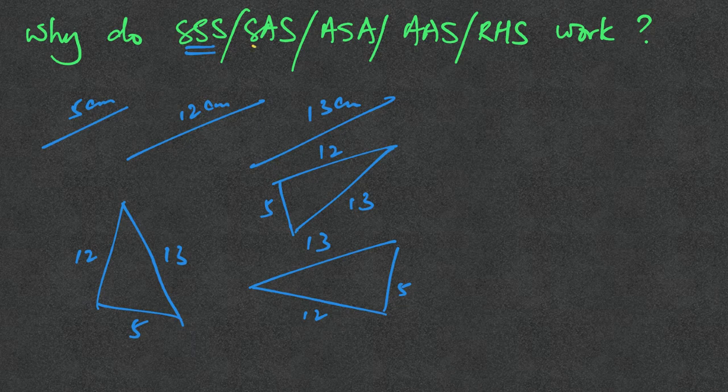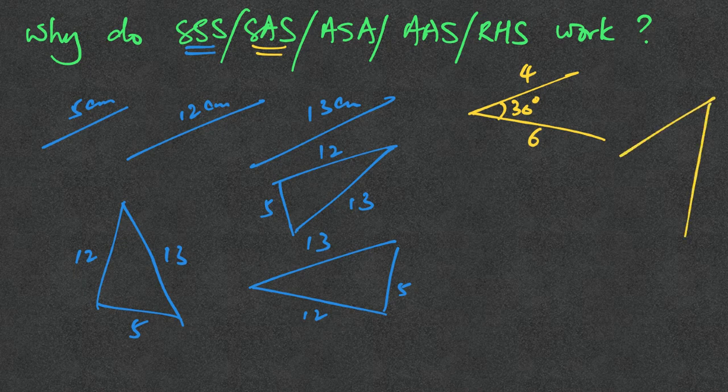And then SAS can be understood in this way. We can have examples like 4 and 6 with a 30 degree angle. Even though you turn it in another direction, for example 4 here, 6 here, and 30 degree, or maybe this one, 6 here, 4 here, and 30 degree here.